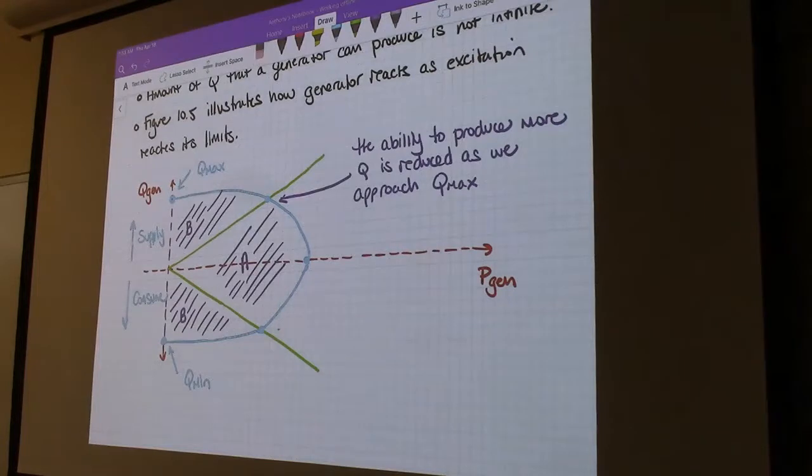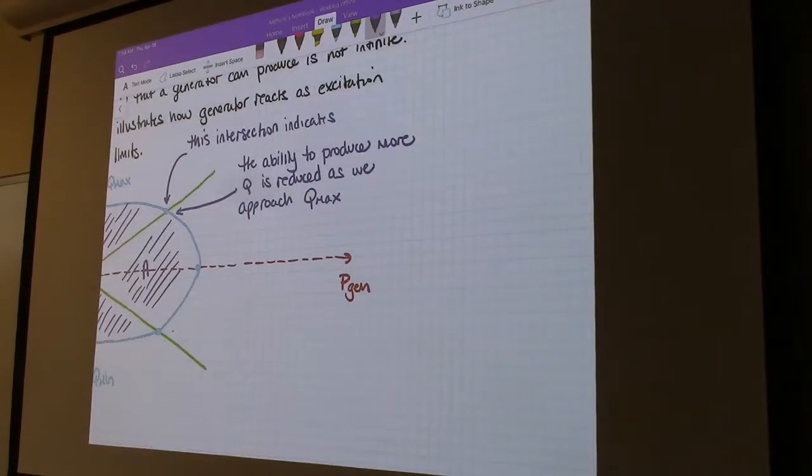This intersection, same point here, indicates the rating in MVA and power factor for the rated voltage magnitude. This intersection indicates MVA.